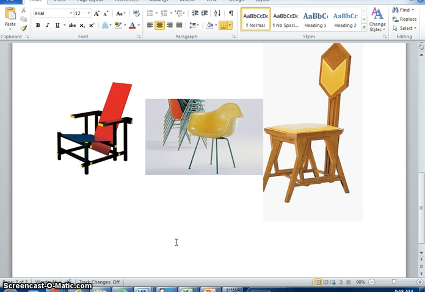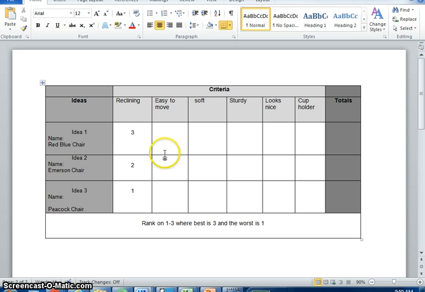Just raise your hand to vote. For number 1, easiest to carry around and move. 1, 2, 3, 4, 5. Number 2: 1, 2, 3, 4, 5, 6, 7. And number 3, nothing. So our ranking now goes: the best one is number 2, so that one gets a 3 now, and this one, the peacock chair, still gets the 1.